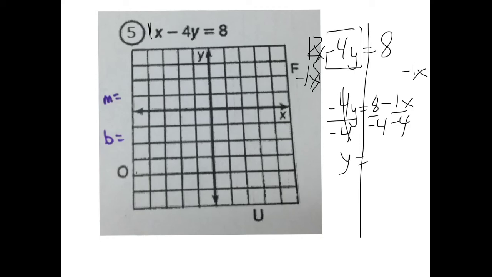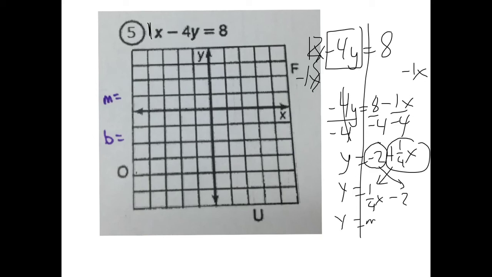Bring down my negative 4y equals 8 minus 1x. When it's beside it, I divide it. Y equals 8 divided by negative 4 is negative 2. Negative 1 divided by negative 4 is positive 1/4 x. And this is when you got to be real careful. Negative 2 is going back there. Positive 1/4 is coming to the front. So this is 1/4 x minus 2.